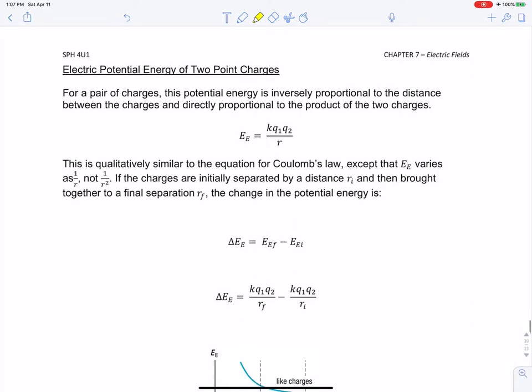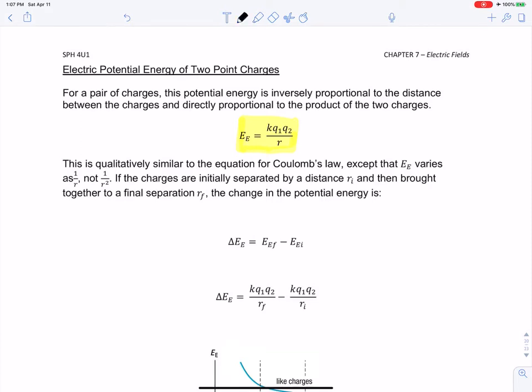Let's move to electric potential energy for 2 point charges. For a pair of charges, this potential energy is inversely proportional to the distance between the charges and directly proportional to the product of the 2 charges. We can summarize this statement with the equation: electric potential energy is equal to kQ1 times Q2 over R.